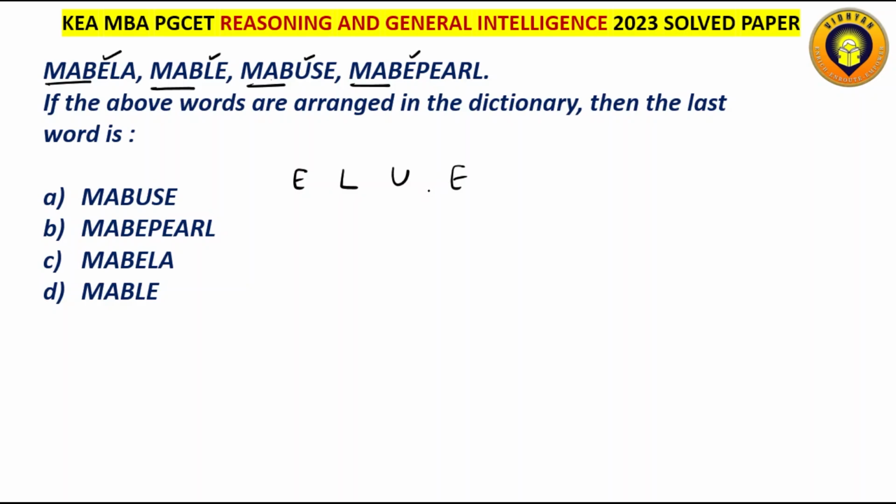So if you arrange it according to the dictionary, this will come first, these two, then L, and in the last you will get U, right? So therefore, MABUSC is the last word.